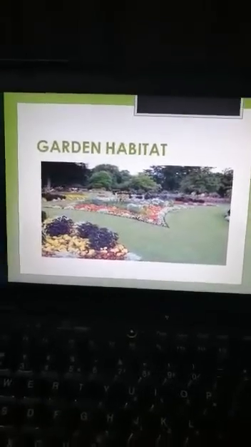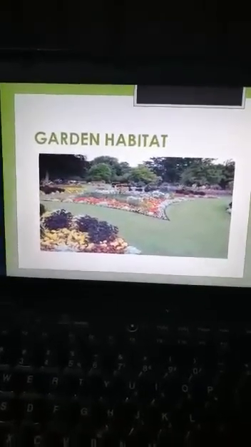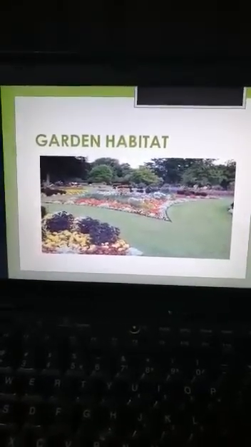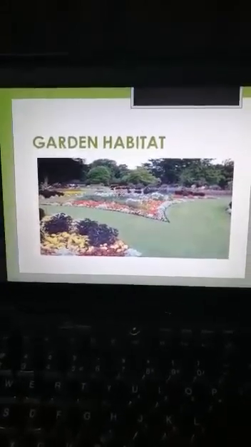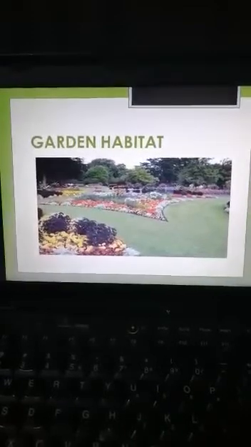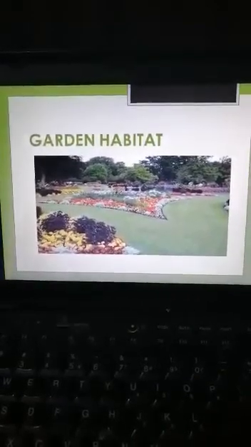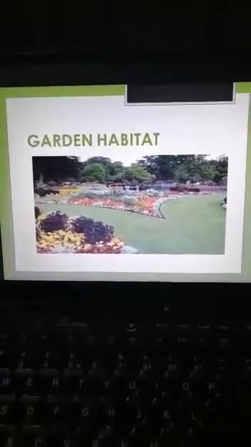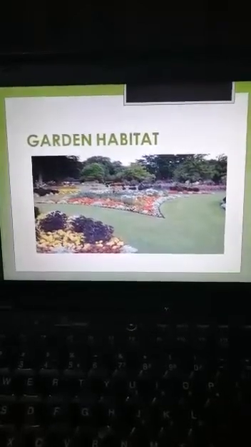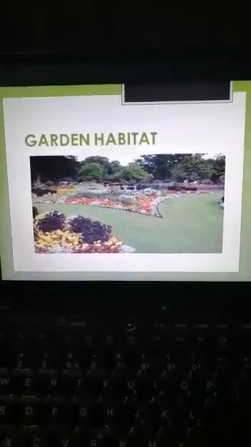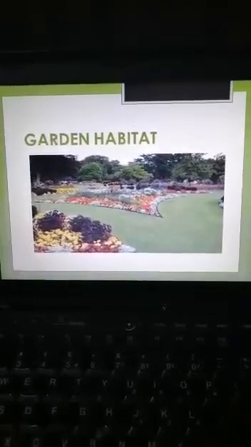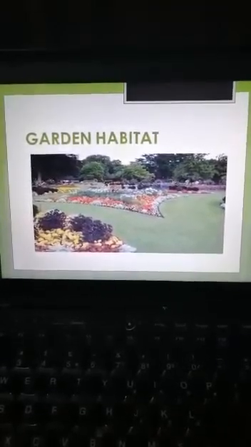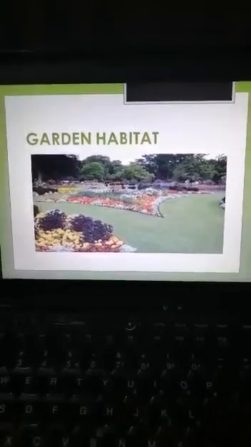Now, the next topic is the garden habitat. This is another commonly found habitat. I think the most commonly found habitat is the garden habitat because in our homes, our schools, our parks, our nearby areas, there are small parks and gardens, and they are maintained by particular people like the gardeners, or in the home we maintain them ourselves.